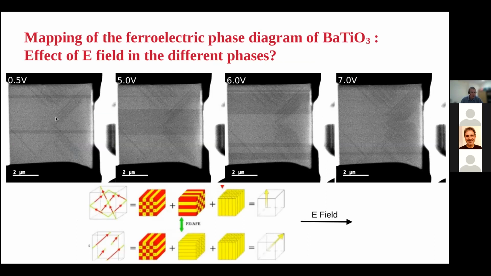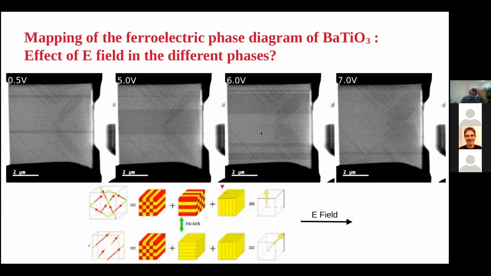If you follow typically this part of the specimen, you can see that the domain structure evolves when we apply voltage. With the direction in which we apply the field, the growth of this domain structure is easier than the growth in the other direction. That's why this type of domain becomes dominant when we apply an electric field.